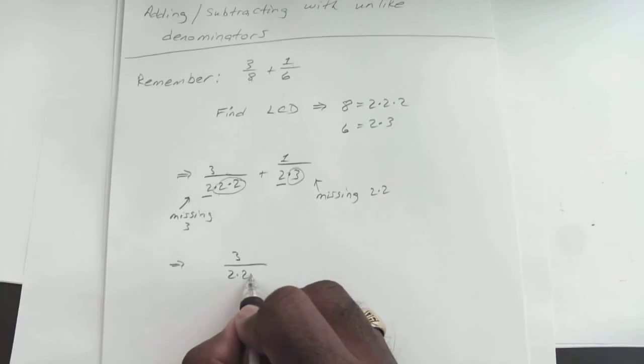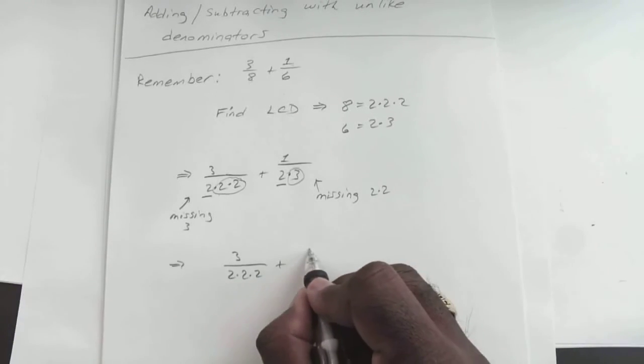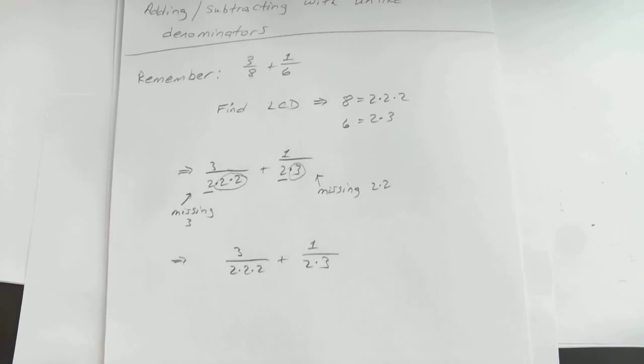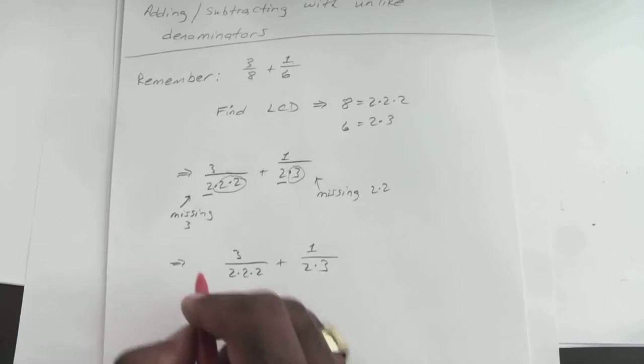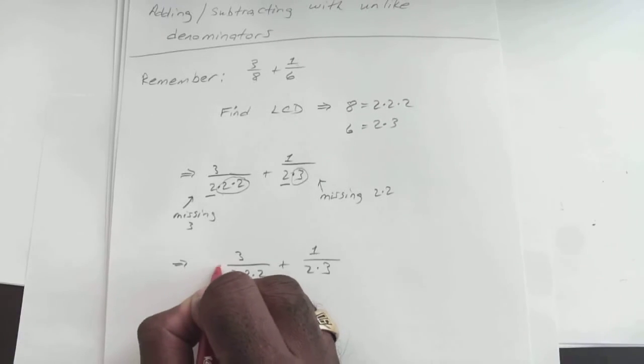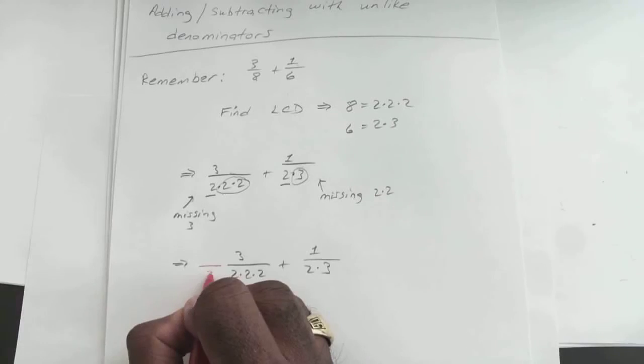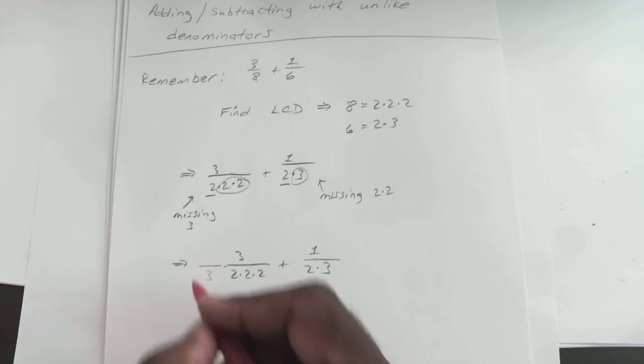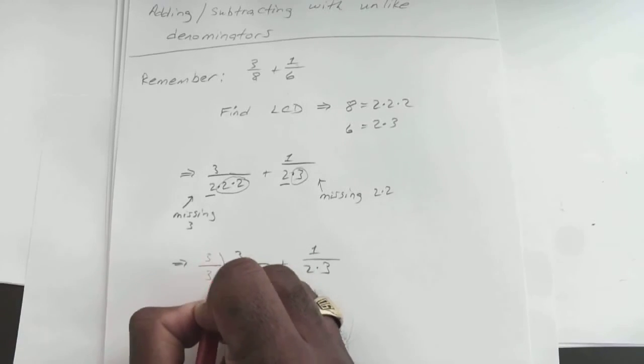Okay, so to match those up, give it a little bit of space. So 3 over 2 times 2 times 2 plus 1 over 2 times 3. You go ahead and match those up. Since we're missing a 3 over here, you want to multiply it by 3, but you can't just do the denominator. Anything you do to the denominator, you have to do to the numerator. So you multiply by 3 over 3.